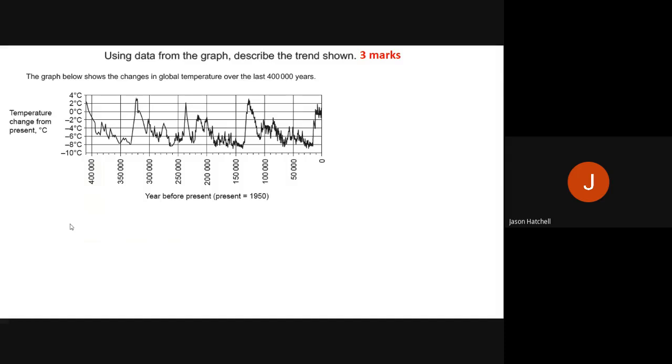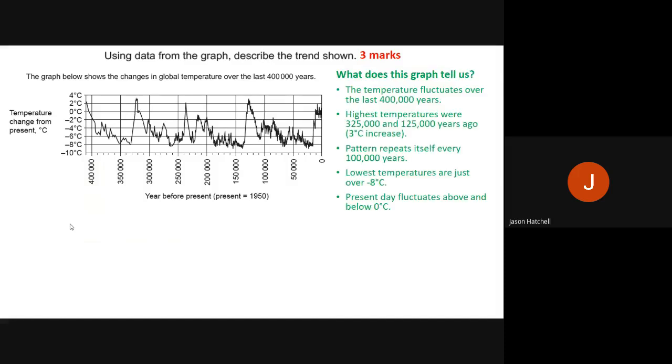Okay, so I'm going to put on screen what I've picked out. All right, so this is a simple line temperature graph showing you the changes from 400,000 years ago to today, or 1950. I've picked out the following. The temperature fluctuates over the last 400,000 years. That word fluctuates is massively important. That basically helps you say it changes all the time. And we know that from this graph, we can see it changes all the time. Okay, so the temperature fluctuates.